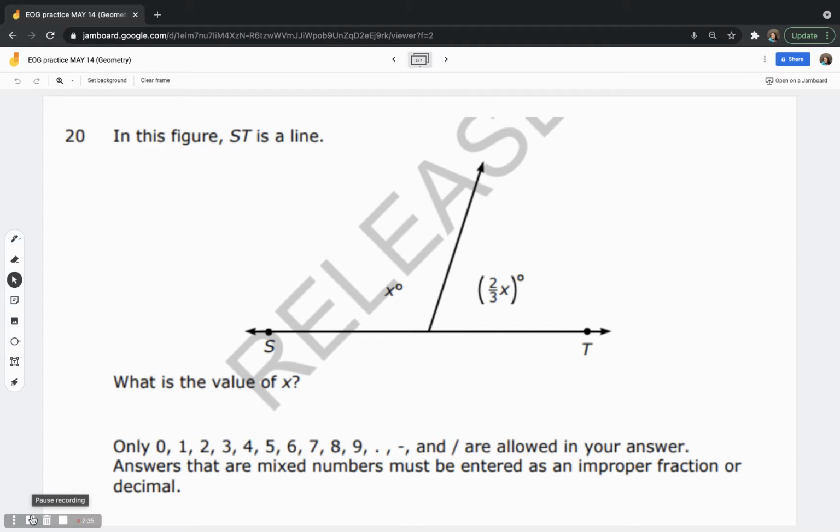Our next question says, in this figure, ST is a straight line. So if it is a straight line, that means it is a supplementary or 180-degree angle. So that means that I'm going to say x plus 2/3 x equals 180. So remember that this is 1x here if there's no number. So 1x plus 2/3 x would give me 1 2/3 x equals 180. And then to solve this, I would need to divide by 1 2/3.